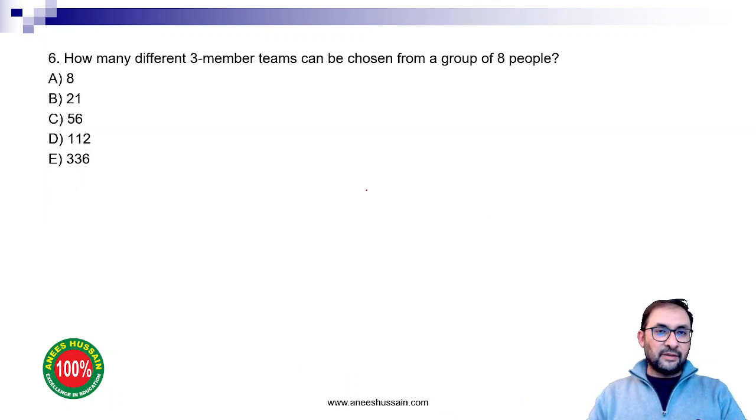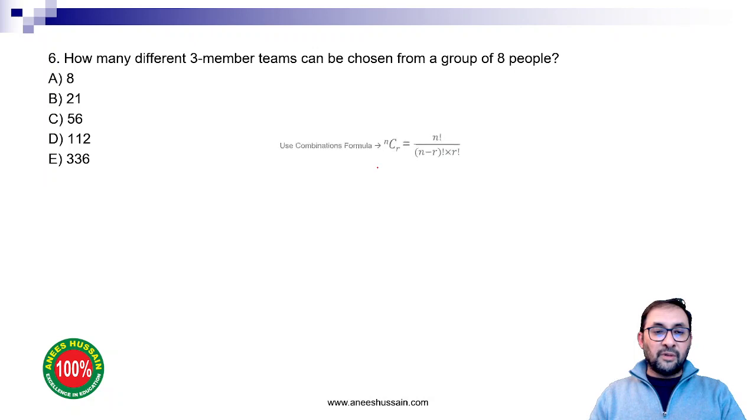Question number 6. How many different 3-member teams can be chosen from a group of 8 people? So you're choosing a team of 3 people from 8 people. You're not arranging them, you're just choosing a team. So whenever you're choosing a team and the positions are not specified, that's a combinations problem, not a permutations problem.